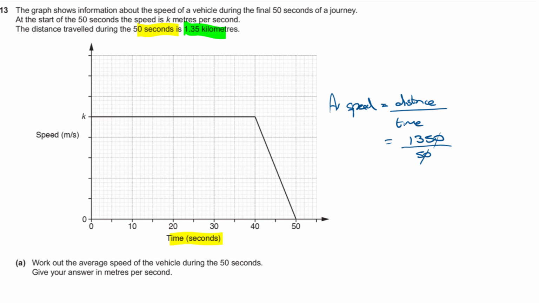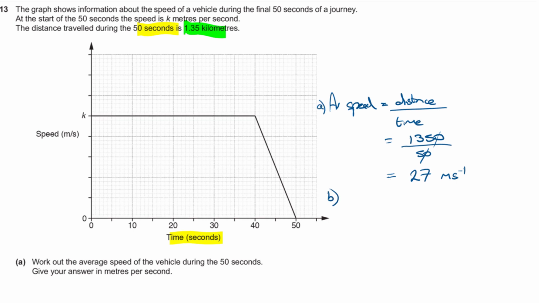I'm just going to cancel those zeros out. 135 divided by 5. Dividing by 5 is the same as doubling it and dividing by 10. So 135 times 2 is 270, and then divided by 10 is 27. So it's going to be 27 meters per second.